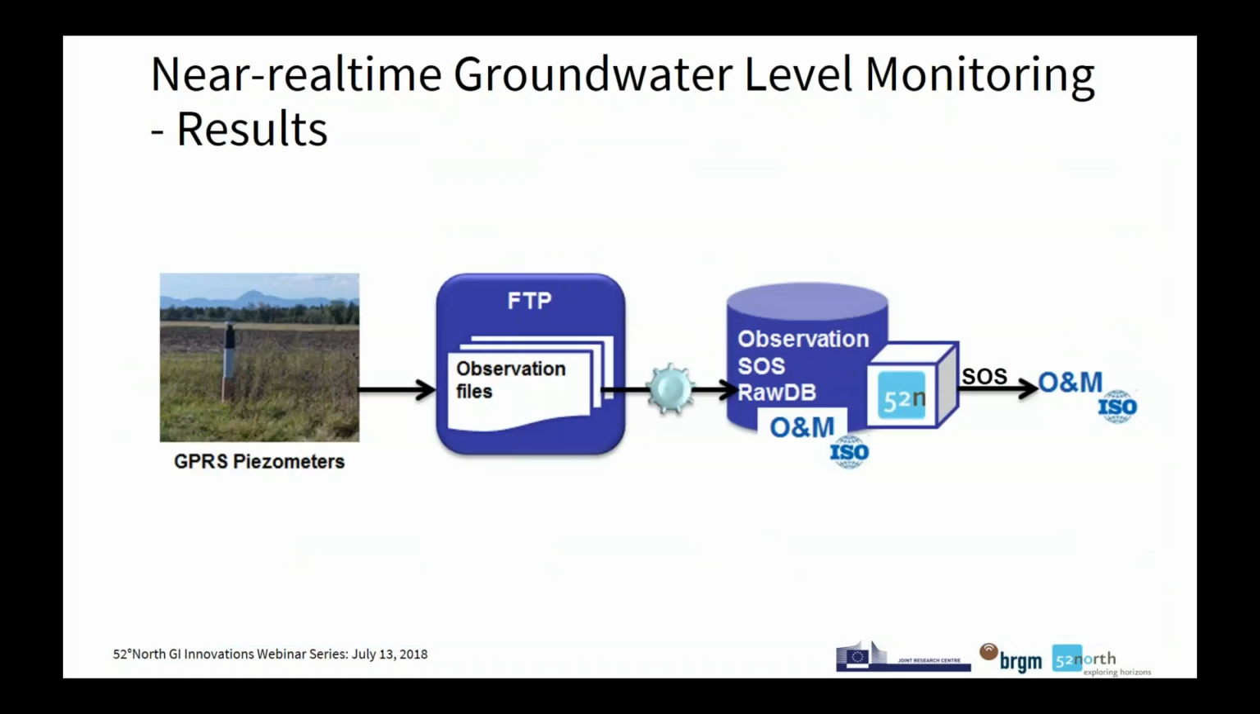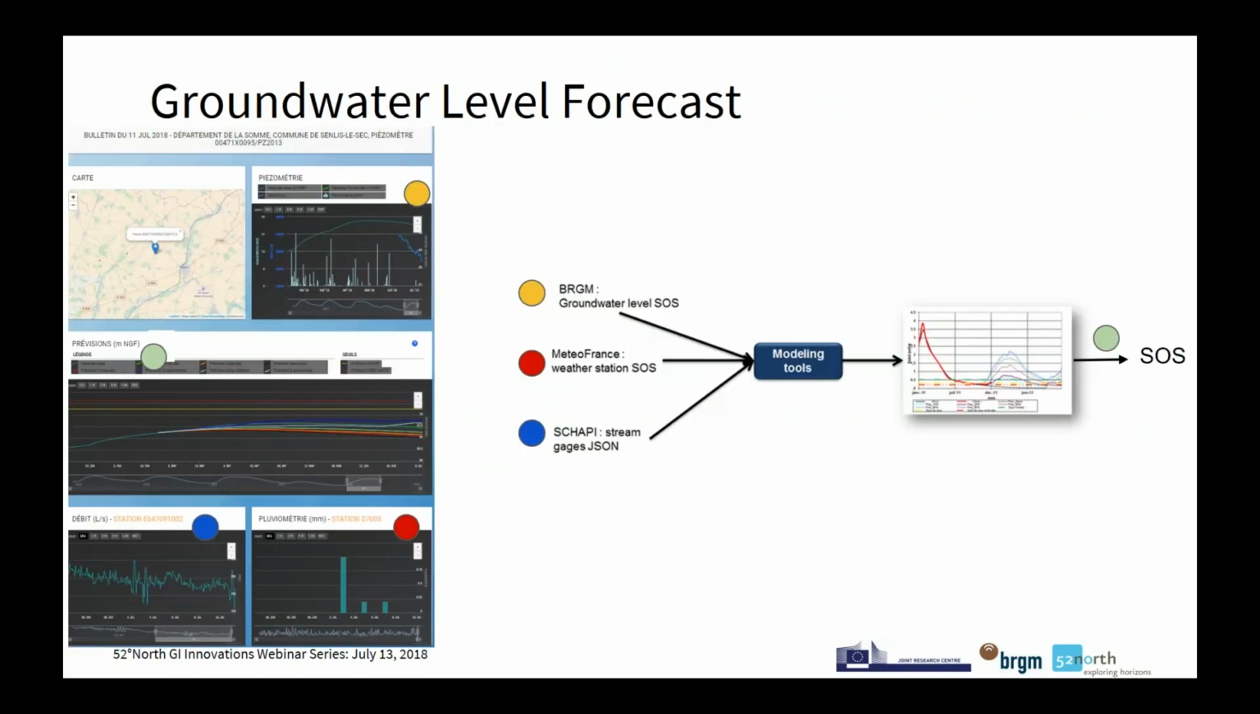About the groundwater level monitoring, we have a network of GPRS piezometers that provide us information about the groundwater level measurements. And we get the information into dedicated databases, which are connected to a 52North SOS instance, and it provides the results as observation measurements, especially in WaterML2.